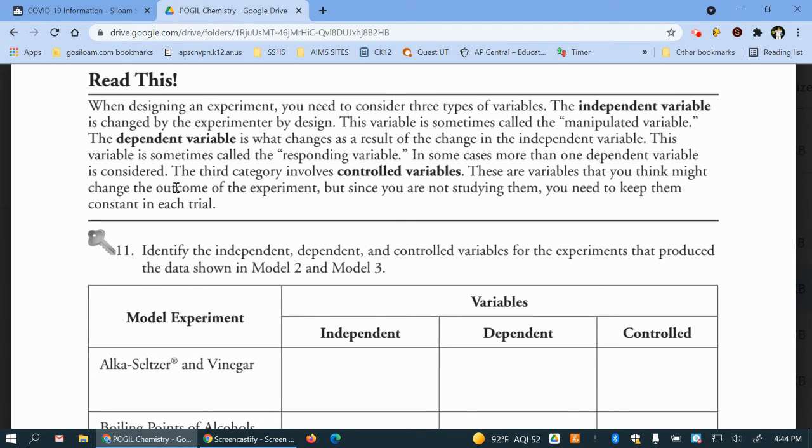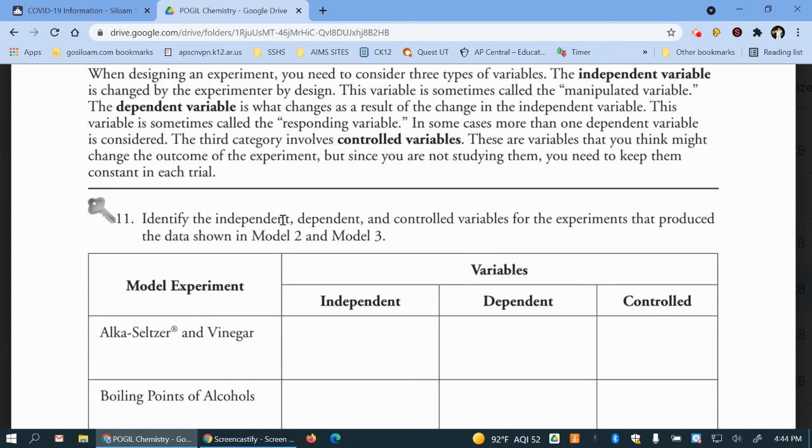The third category involves controlled variables. These are variables that you think might change the outcome of the experiment. But since you're not studying them, you need to keep them constant in each trial. You should underline that as well.